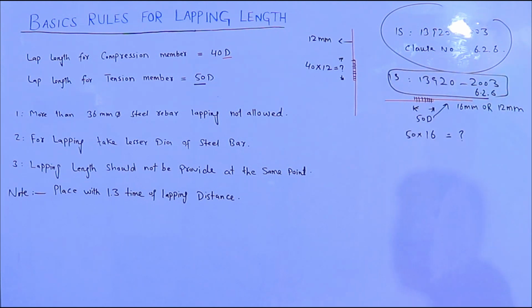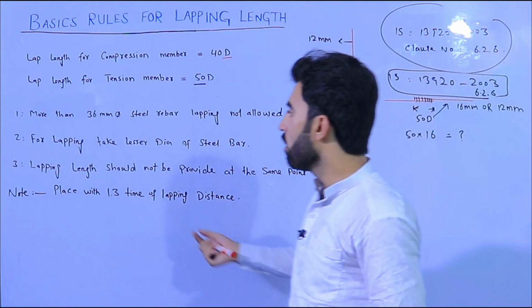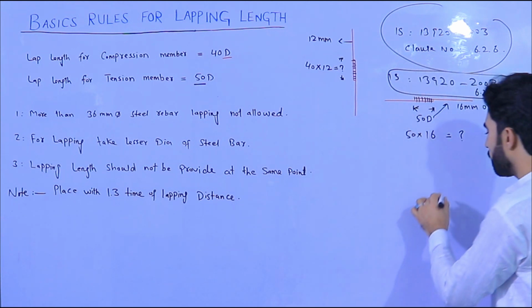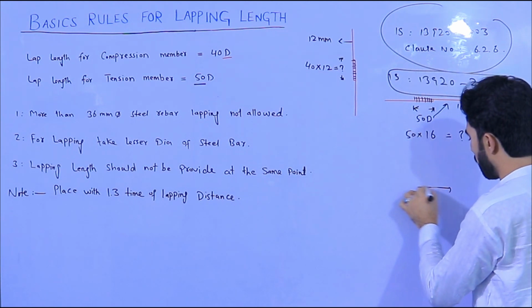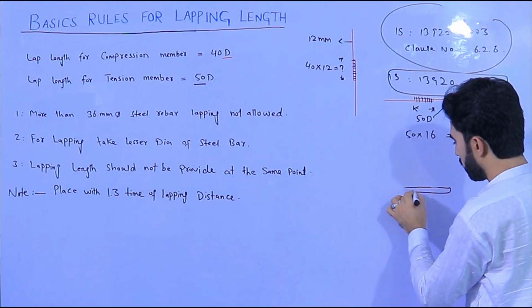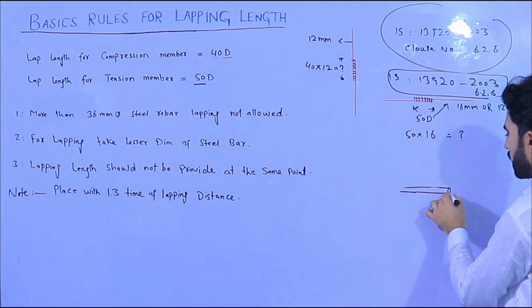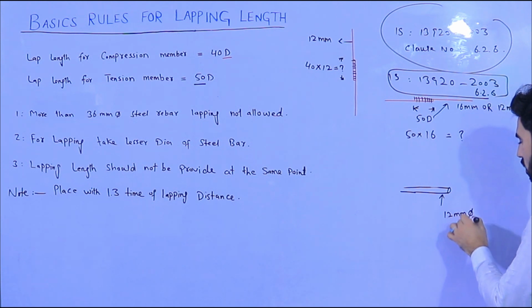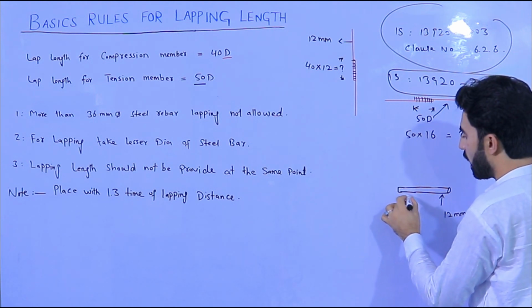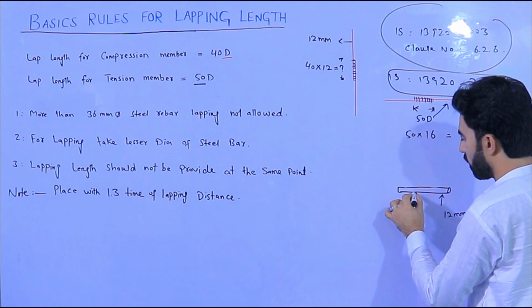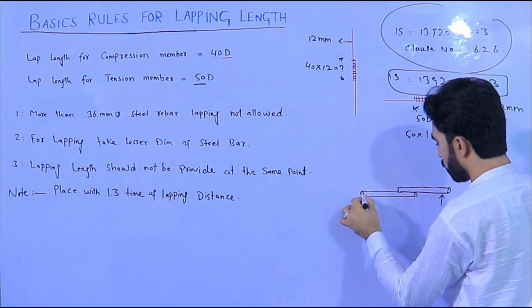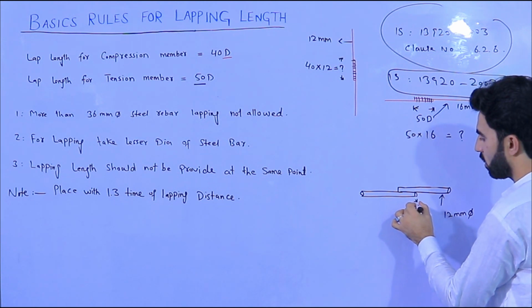Right? Now guys, the other one: for lapping, take the lesser diameter of steel bar. For example, if this diameter of steel bar is 12 mm, right? And I am overlapping the other steel bar here. As you can see, guys, here we have the lapping.